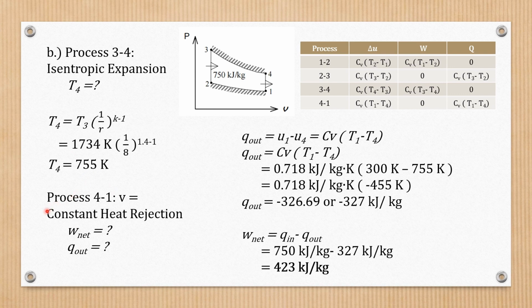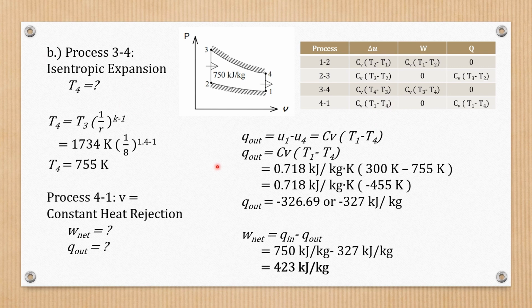Next is our process 4 to 1, constant volume heat rejection. So we're going to find here our net work and the specific heat output. So specific heat output is equal to internal energy at state 1 minus internal energy at state 4, which is, if we look at the table, our change of internal energy from state 4 to 1 is equal to constant volume times the quantity of temperature 1 minus temperature 4.